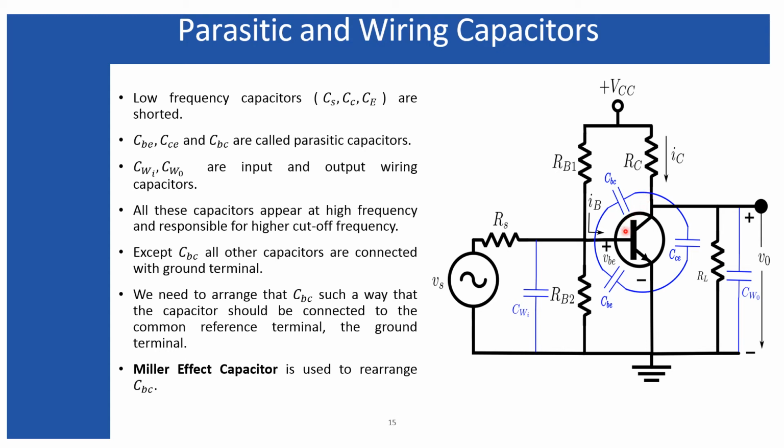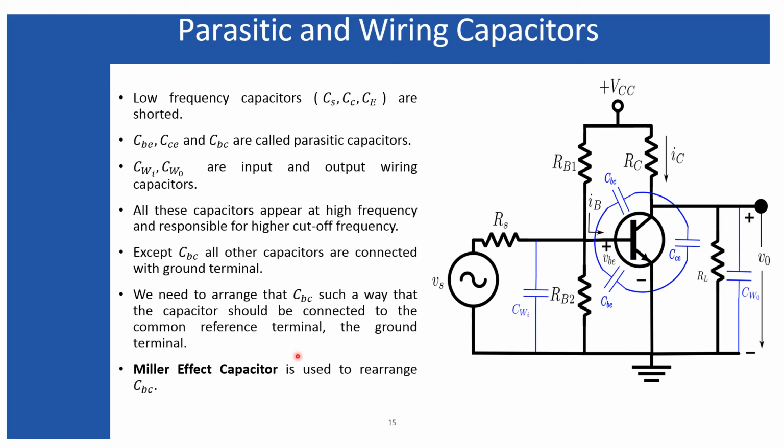So we need an arrangement of the capacitor or the element in such a way that at least one terminal of this element must be connected with the common reference point, which is ground over here, so that we can do our analysis in an easier way. Therefore we have to rearrange this capacitor CBC in such a way that one terminal is connected with the ground, but we cannot connect these terminals with the ground directly. So in order to do that, we have to follow some procedure.